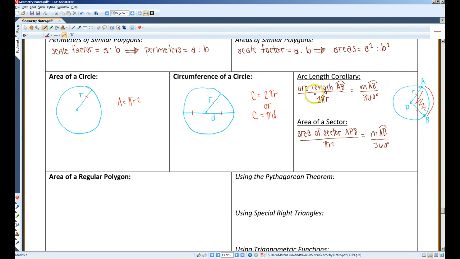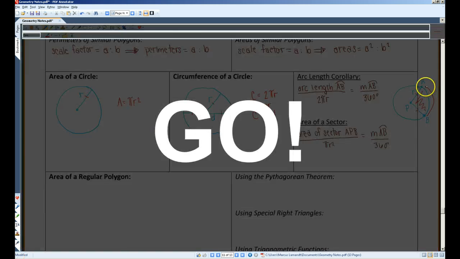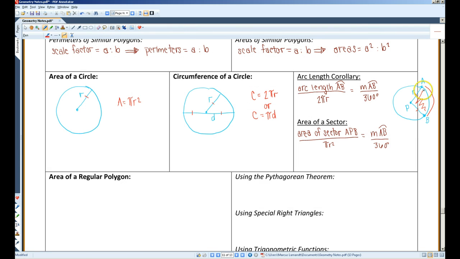Okay, so let's say this arc is 90 degrees. The ratio 90 over 360 would be the same as the ratio of the length of this arc, whatever it is, to the circumference of the circle. An area is very similar.